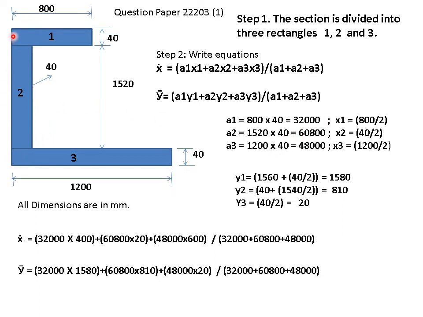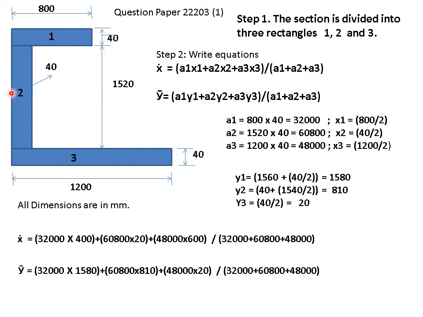Now x1. I am assuming this as the y-axis, extreme left edge. From this, I have to see where the centroid of this first rectangle lies. Since it is a rectangle, it will be at the center. The total width of this rectangle is 800 mm, meaning along the x-axis its center will be at 400 mm. Accordingly, x1 is 800 by 2, that is 400 mm.